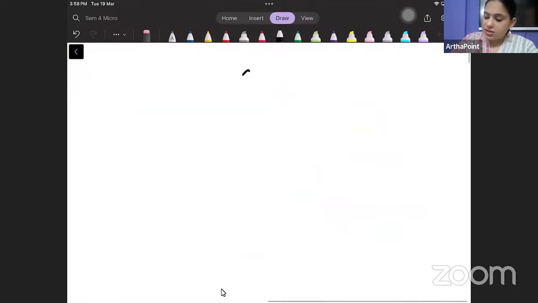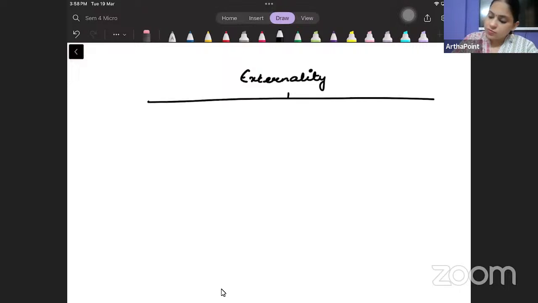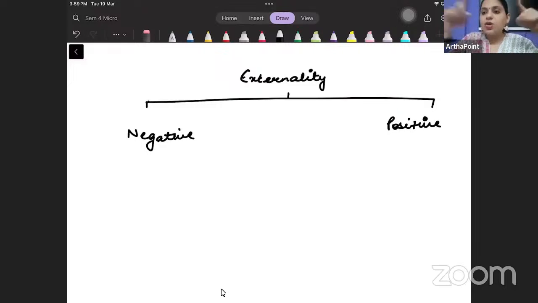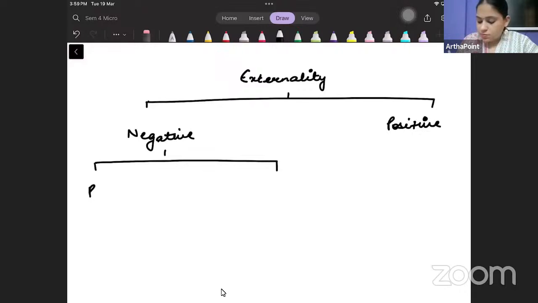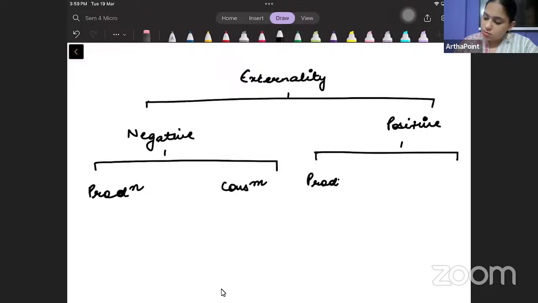तो क्या कर सकते हैं, we can make a graph. So we can say that externality can be of two types. It can be negative. It can be positive. In negative externality, one individual is affecting the other individual negatively, but it is not accounted in the market. In positive externality, one individual is affecting the other individual positively, but it is not accounted in the market. Negative externality can be of two types: production, consumption. And positive externality can also be of two types: production, consumption.